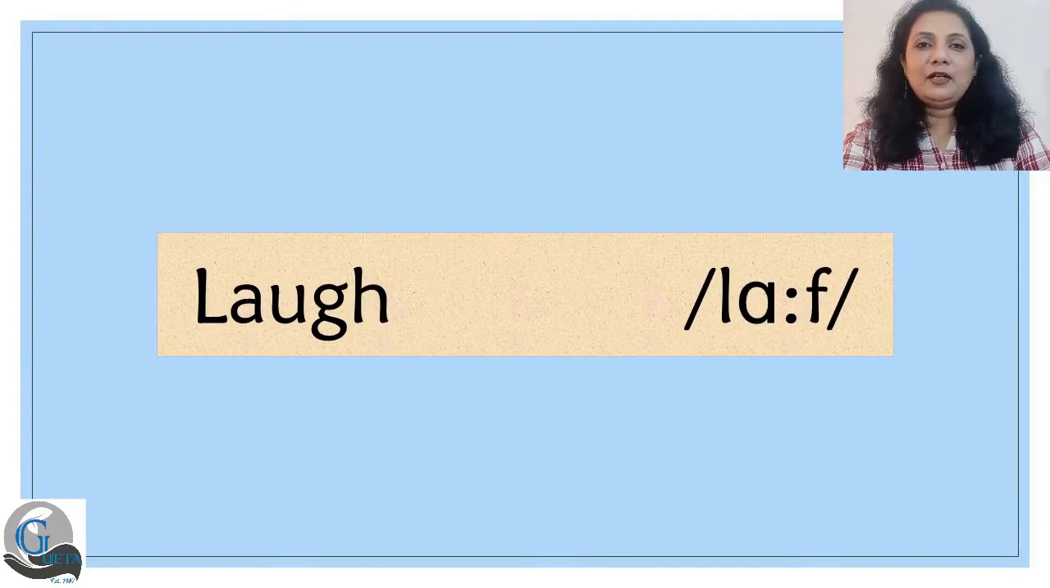You can see that in the word laugh there are 5 letters, but when you write it in the phonetic script, only 3 symbols are used. So this is something that you must pay close attention to.